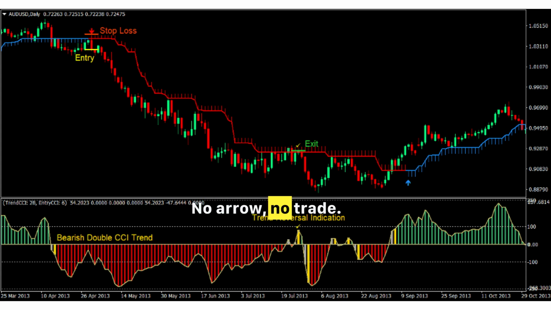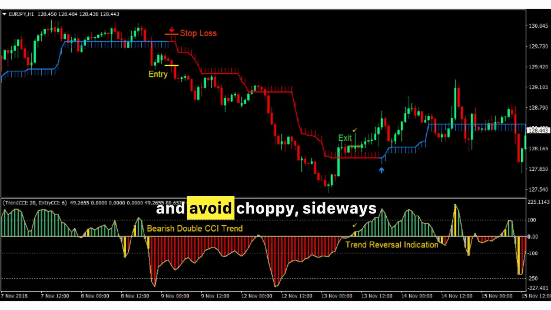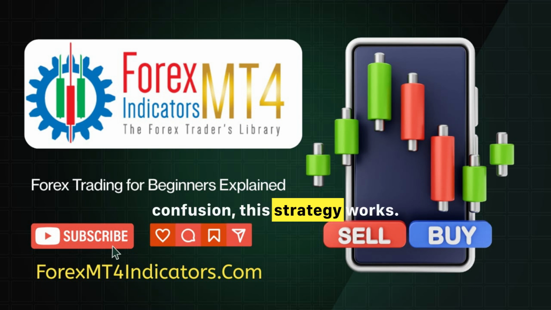No arrow, no trade. For better accuracy, trade on M15 and higher time frames. Place your stop loss beyond the half trend line and avoid choppy sideways markets. If you want simple visual trend signals without confusion, this strategy works.